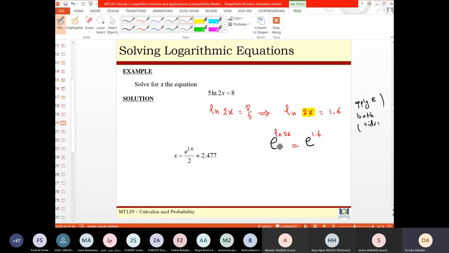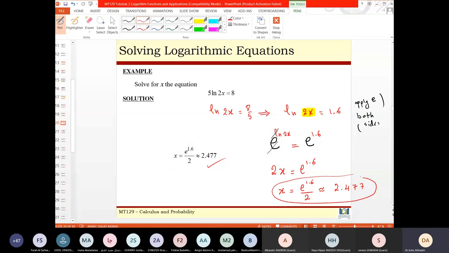Now I have e directly touching ln, they cancel, so we remain with 2x equal to exponential 1.6, and again exponential 1.6 is available on the calculator. So x is equal to exponential 1.6 divided by 2. Calculated with the calculator, the answer is almost 2.477. This is the value of x. Easy or not?